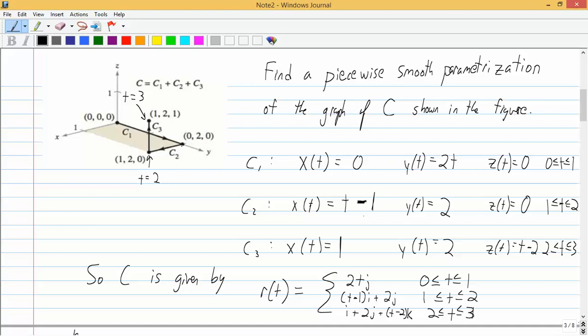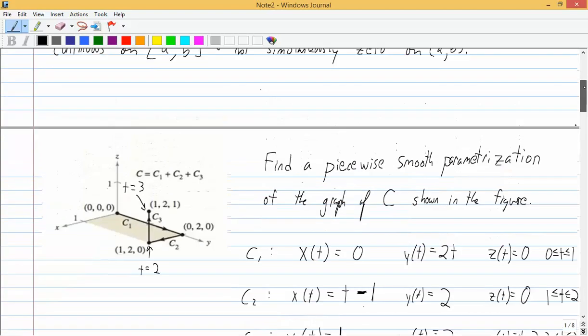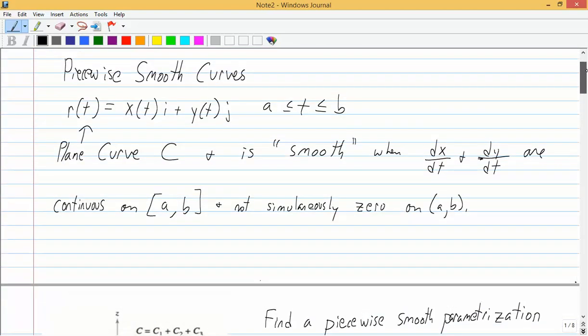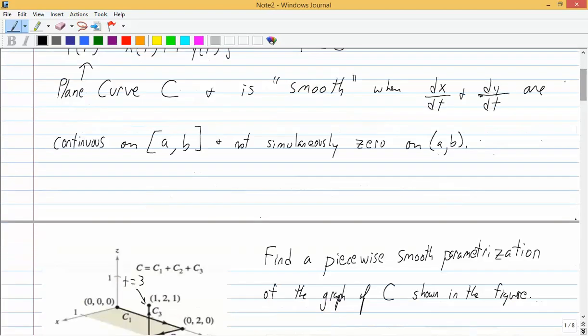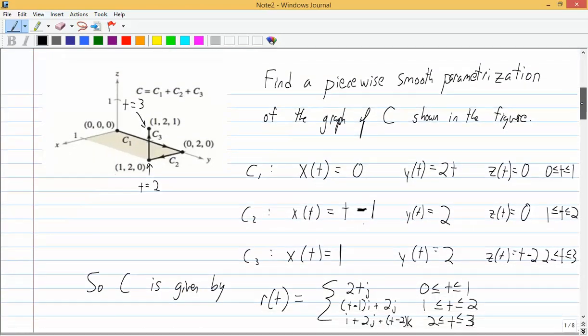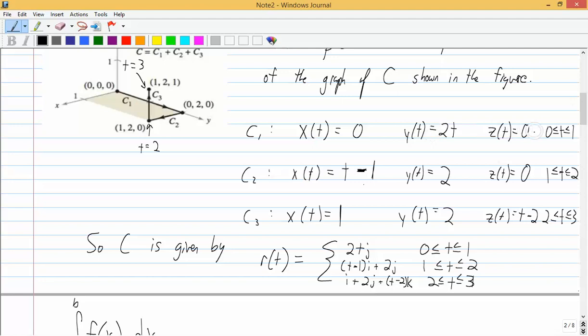It doesn't look like a smooth curve figure. It's because it's continuous on all parts, and on any part, it's not simultaneously zero. That's why we call it a piecewise smooth curve. So it's continuous on some interval from A to B, and each part is continuous. The X, the Y, the Z are all continuous. And at no part is any or all three of those components equal to zero.